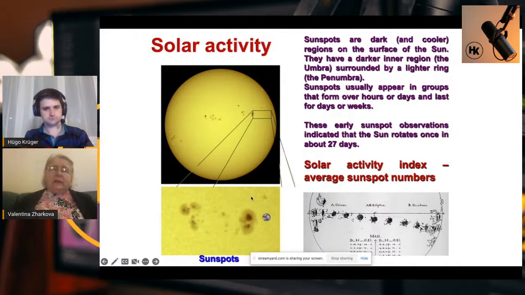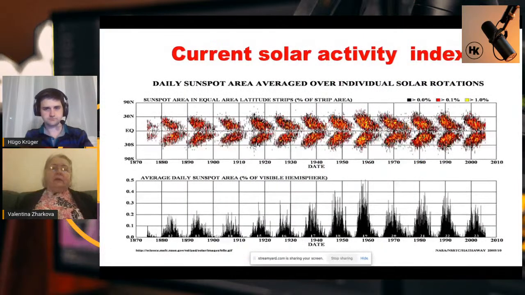And it turned out that the number of sunspots varies every 11 years. And the index defined by the average sunspot number is called the current solar activity index, which is shown here, showing the number of sunspots in this bottom plot from 1870 until 2010. So this is the average sunspot number, which shows maximum and minimum between cycles, and on the top, I apologize.